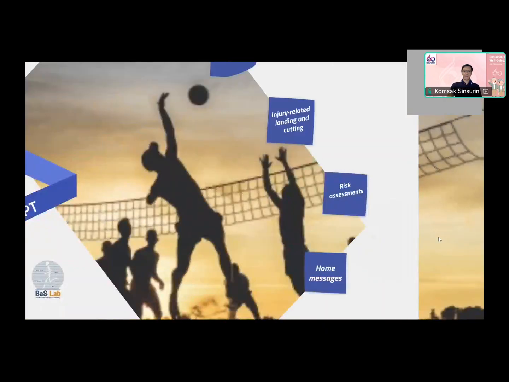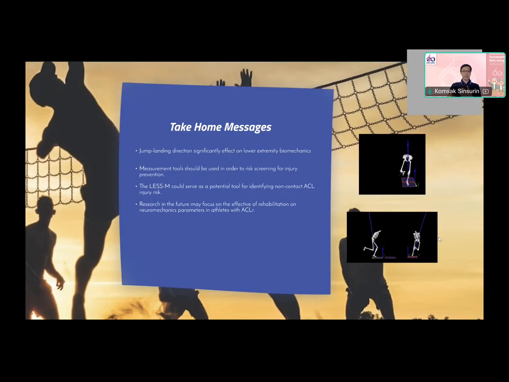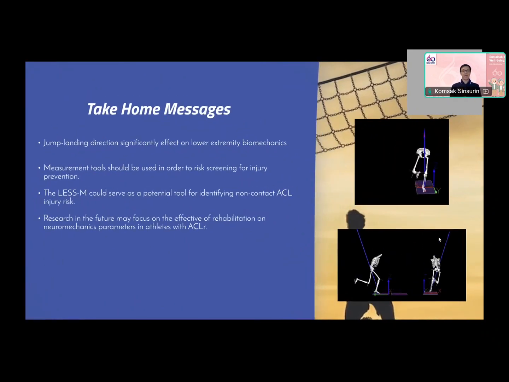Okay, to the last, my whole message for my talk today. Jump landing direction significantly affects lower extremity biomechanics. So as health professionals, we need to assess in as many directions as possible. If we can assess in all directions, that would be perfect. But if we cannot, I would say we need to prefer the direction that is most challenging for the athlete to observe the risk of injury. The measurement tool should be used for risk screening for injury prevention, and the LSM could serve as a potential tool for identifying non-contact ACL injury risk.